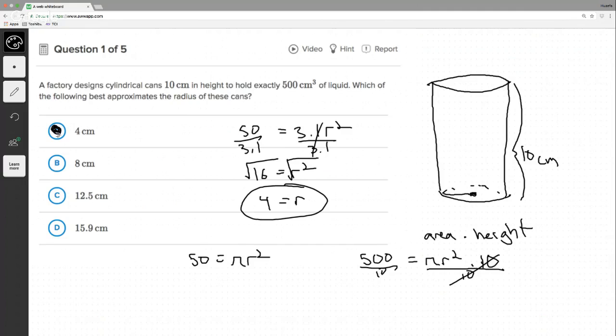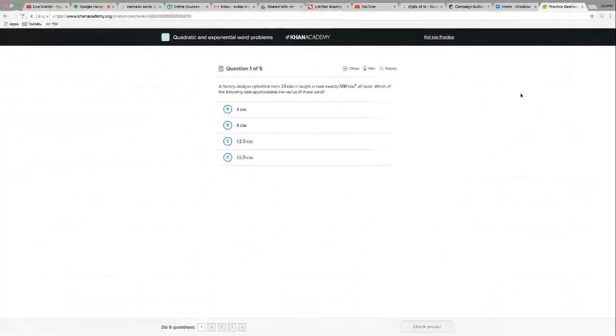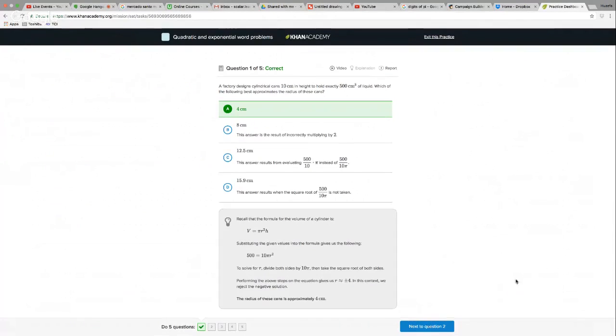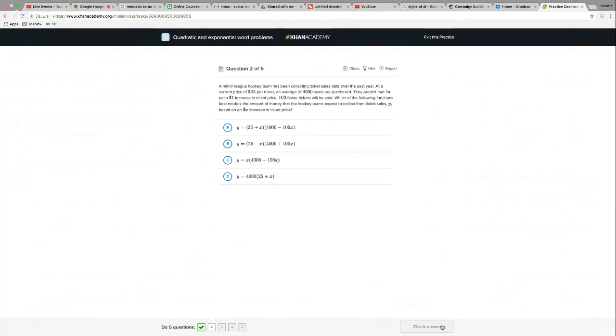They have an option for 4, so let's go ahead and check that. Make sure I did all my math correctly. Let's see, we got 4 centimeters right here. Okay, there we go. That works. Excellent. We are correct. And you can see here they solved it the exact same way. Let's go on to the next question, number 2.